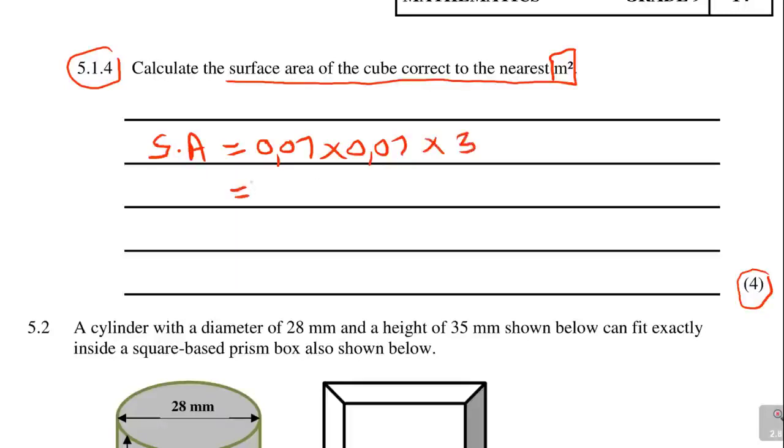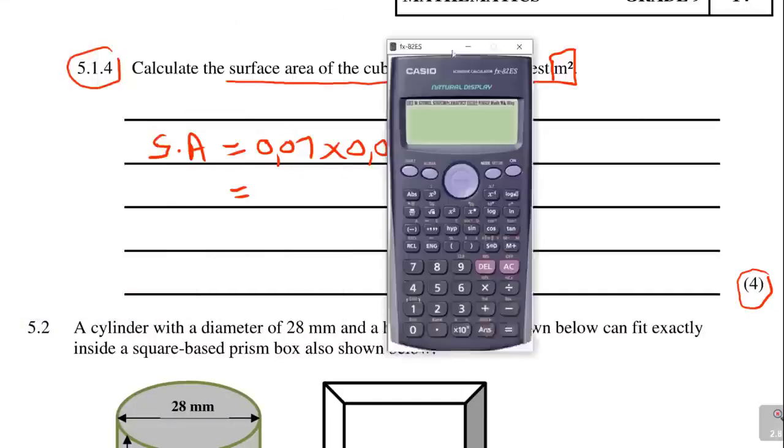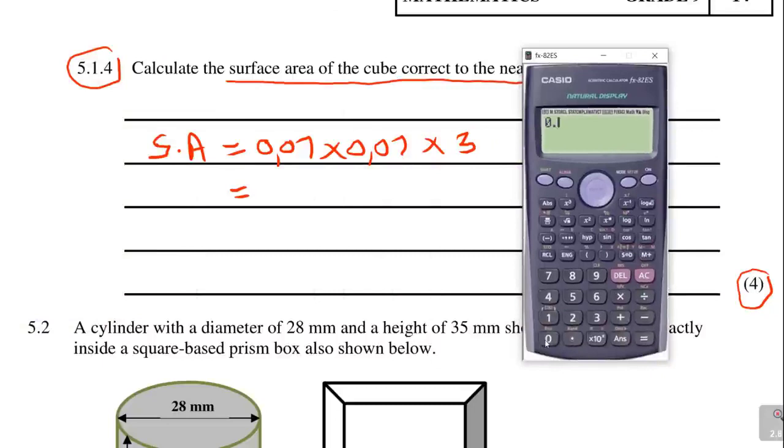You can do the long way of doing it. I mean, 3 times. It's up to you, but it's still fine. So it's 0.07 times 0.07 times 3. Then equal to, then you write your answer 0.0147. Now be careful. You see, it's 0.0147.